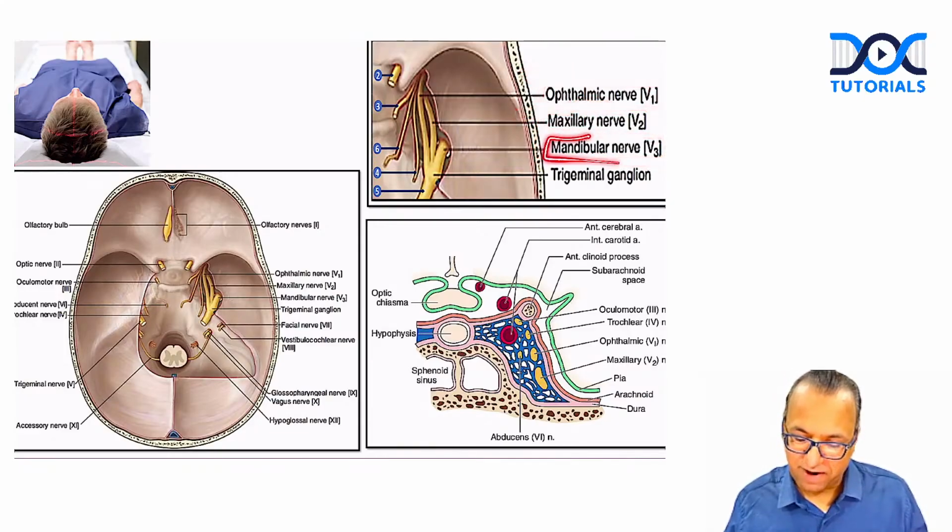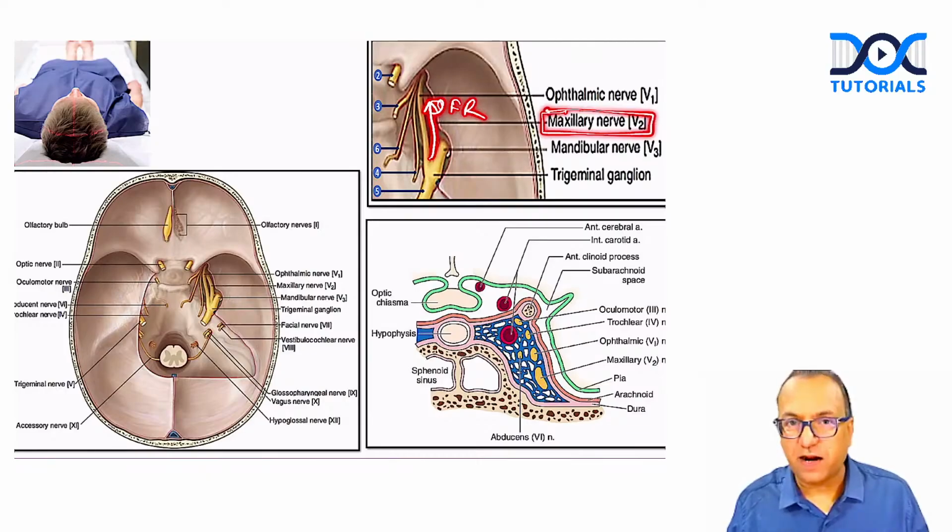And mandibular nerve doesn't become a content of cavernous sinus. It just passes through foramen ovale. Foramen rotundum, you have maxillary nerve. So maxillary nerve, after becoming a content of cavernous sinus, will pass through foramen rotundum and supply the maxilla bone. Hence the name is maxillary nerve.